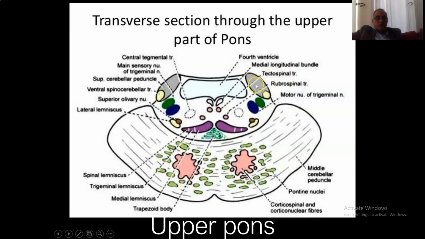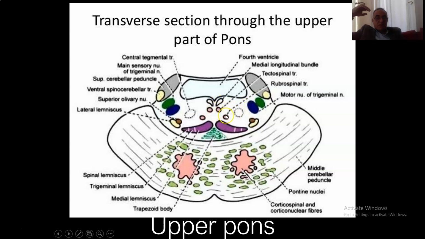If you go another cross section through the upper part of the pons, what we'll find also are the pontine nuclei, the transverse pontine fibers, and the corticospinal, corticobulbar tracts traversed by the transverse pontine fibers anteriorly, and posteriorly we will find the rostral part of the fourth ventricle. We have here the superior medullary velum, and we'll have here midline structures, the medial lemniscus and the medial longitudinal fasciculus.